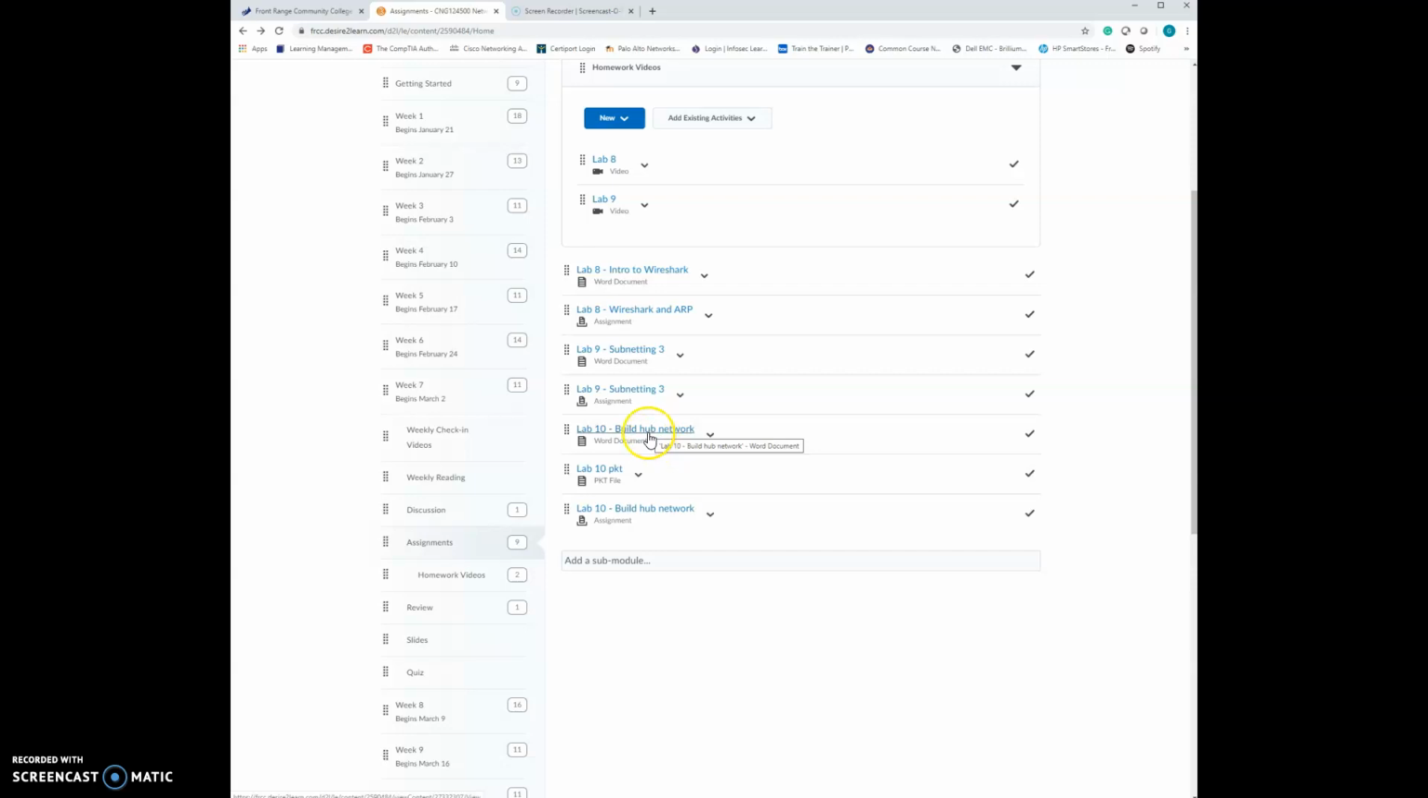Build a hub network is probably one of the coolest hands-on labs I did, and I'm glad to bring it here. I'm glad I transitioned it to the online version, because now it's a Packet Tracer lab. Basically, you download my Packet Tracer file and use it in your lab for this week.